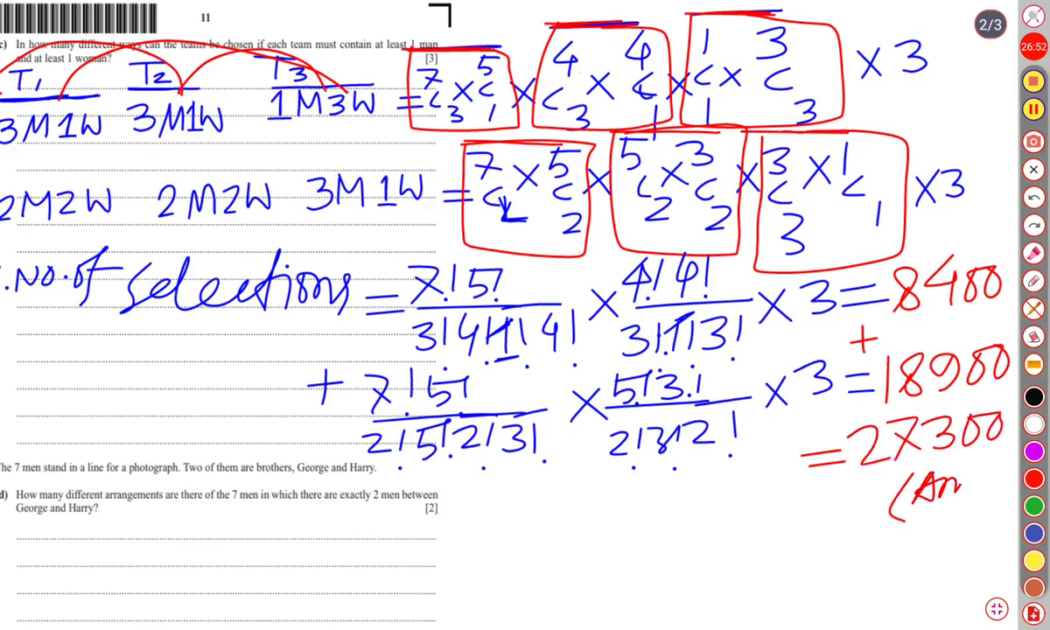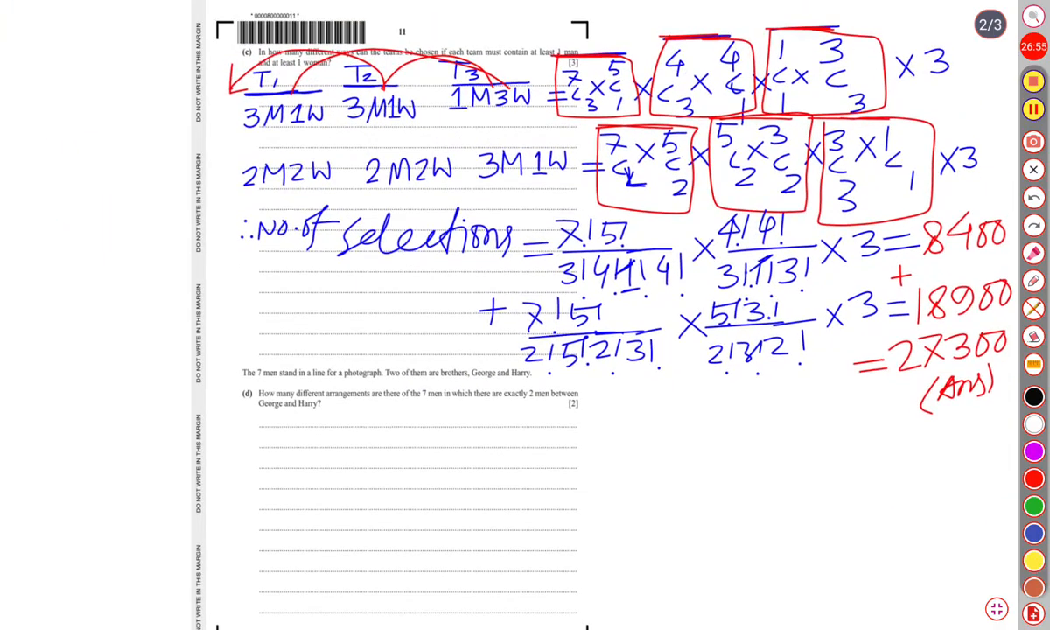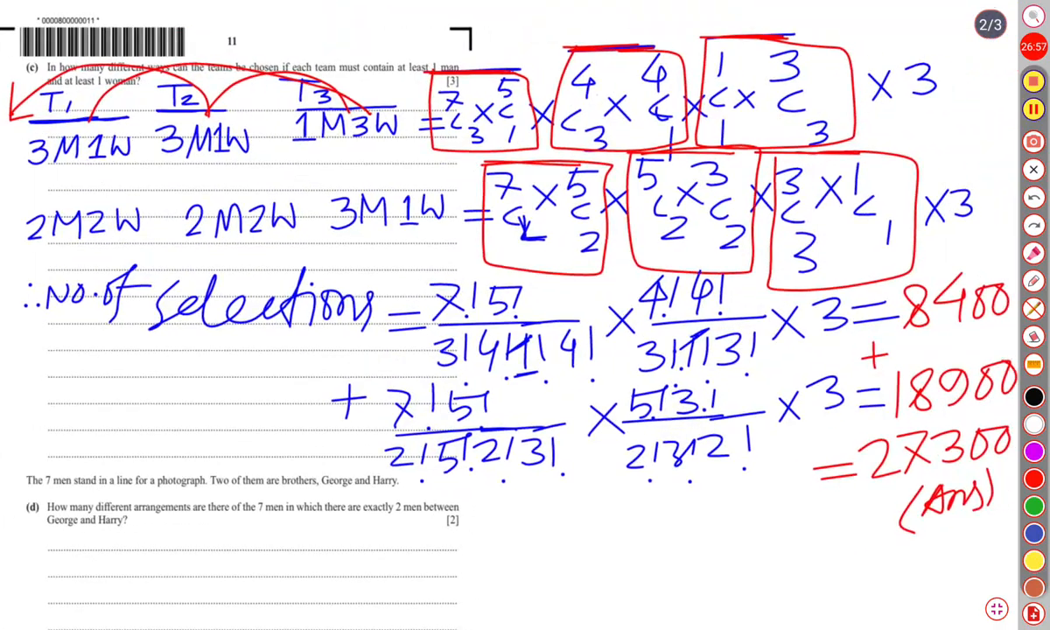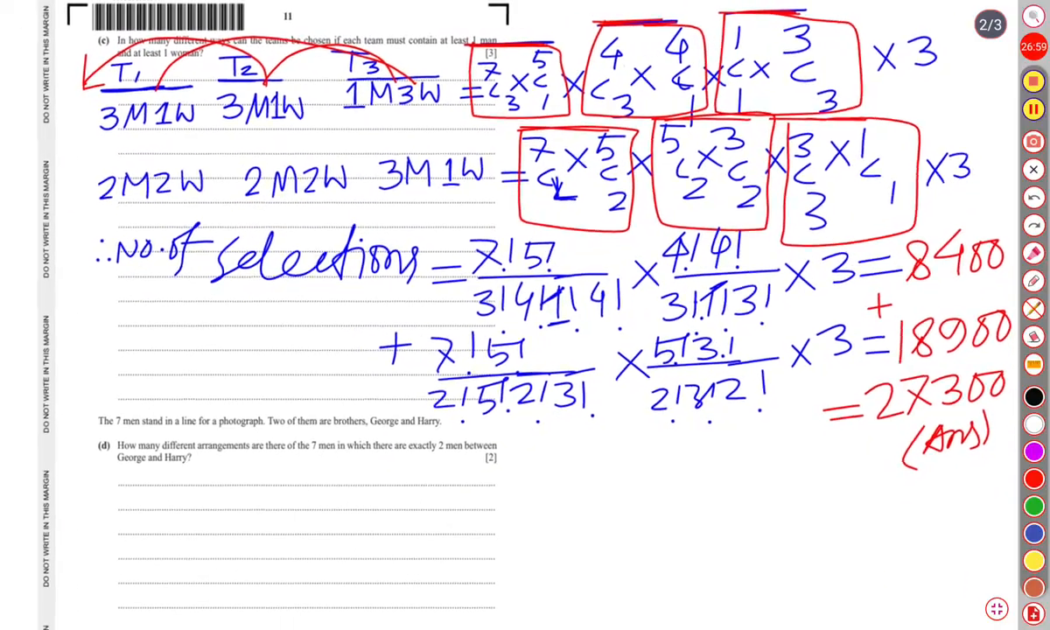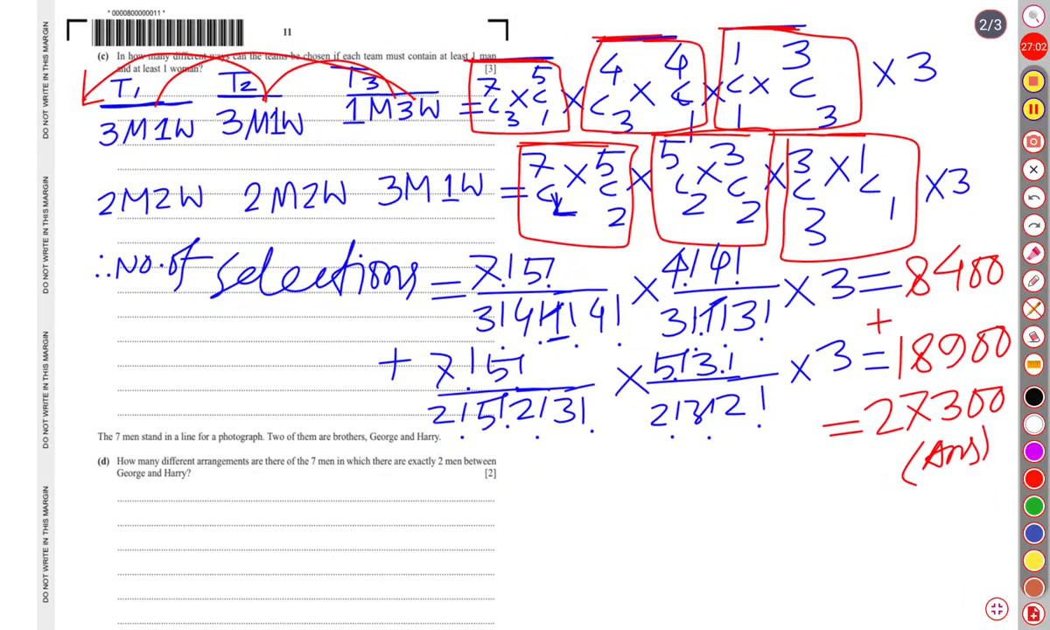Remember, as I have told, this is the most complicated part of the solution of this paper. So please be very careful. The maximum possibility of making a mistake is here. You may forget to multiply by 3. Remember, these 3 should be, because there are 3 different ways the teams can be selected. That's why both the selections should be multiplied again by 3.